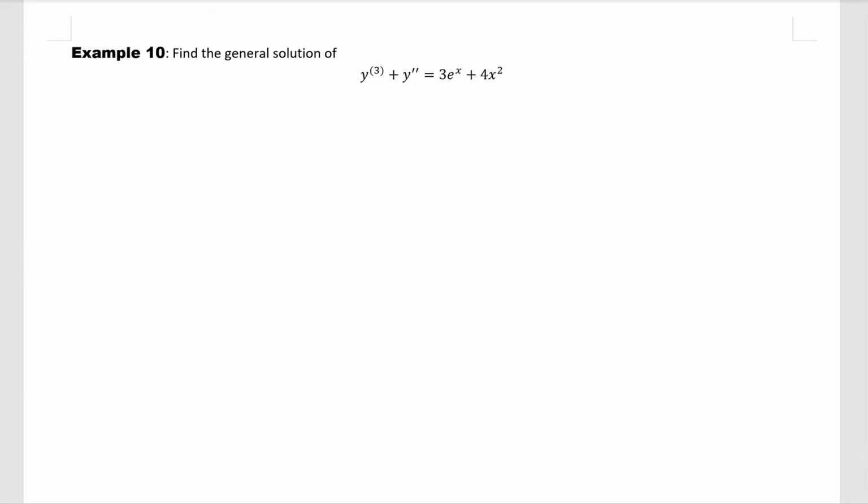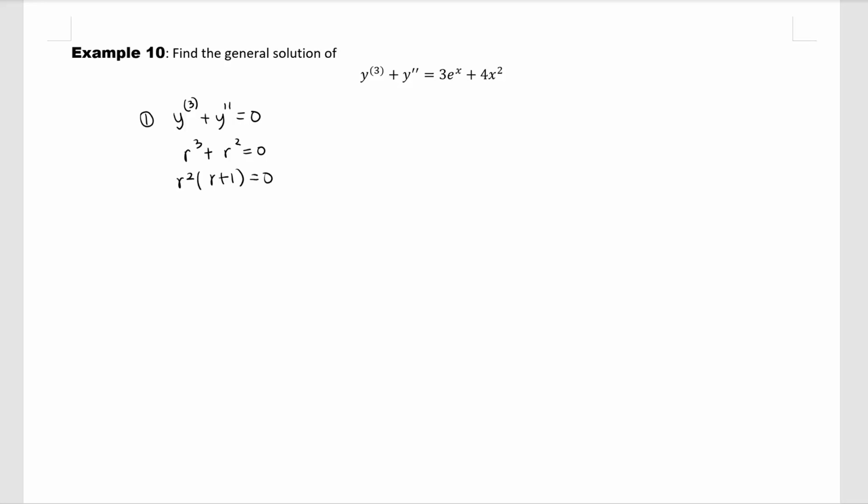So we first compute the homogeneous differential equation. The characteristic equation is r cubed plus r squared equals 0. Oh, we can factor completely.